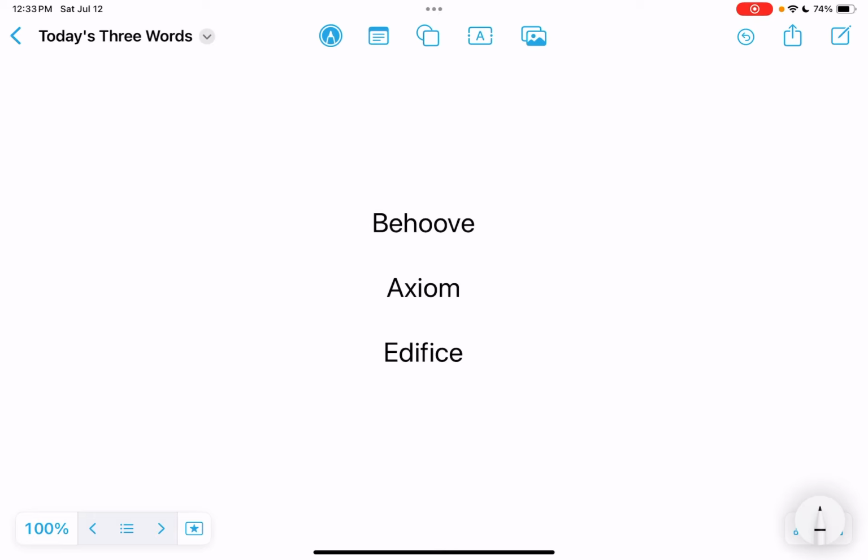Hi friends, today we're going to do my less than 10-minute writing exercise that will improve your writing by expanding your vocabulary. I've selected 3 words for us to play around with in our writing today.